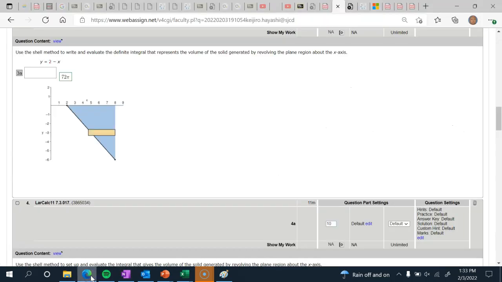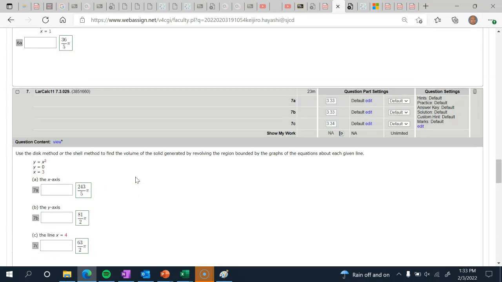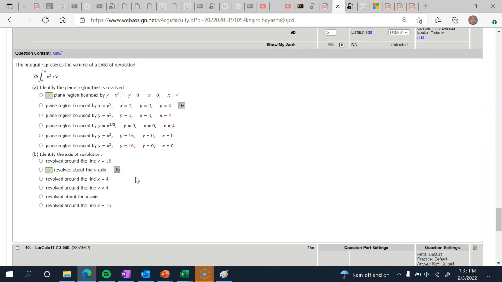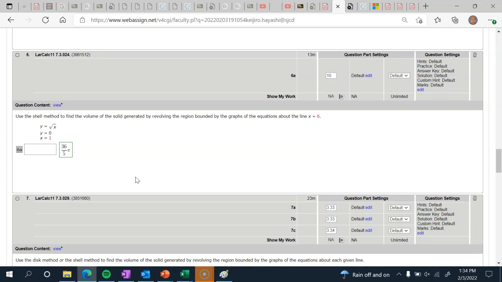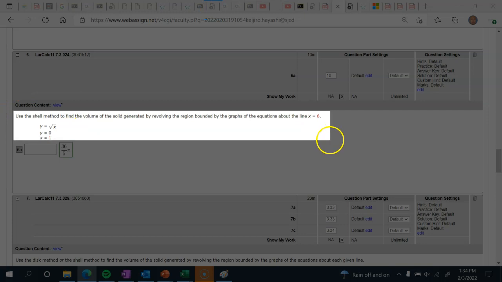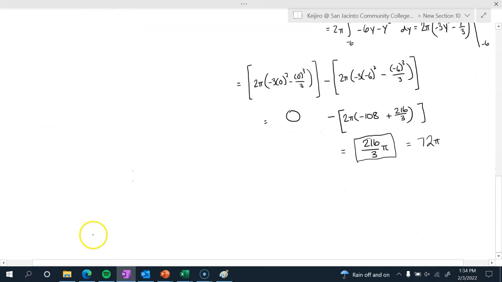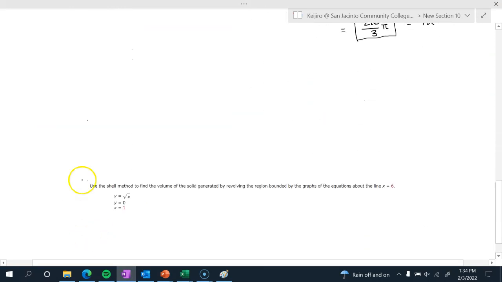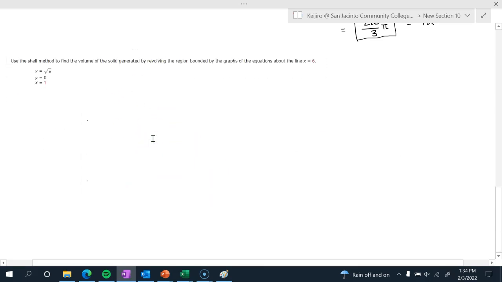Okay. Yeah, cool. And then one last one. I'll set this one up, but just not evaluate it. Just to show you how the radius function sort of works in these particular cases.